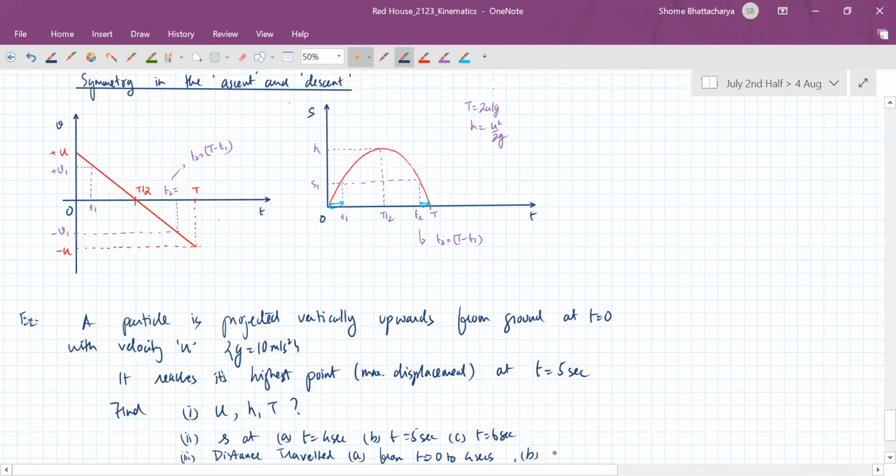Whereas B part, from 0 to 6 seconds. That is from the starting till 6 seconds. How much is the total distance traveled? Not the displacement, but the distance. Note in the second question, S is displacement. In this question, S is not distance, it is displacement.